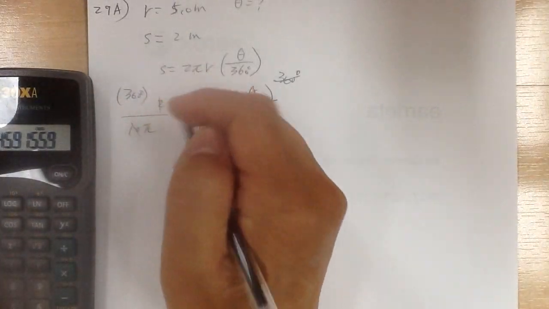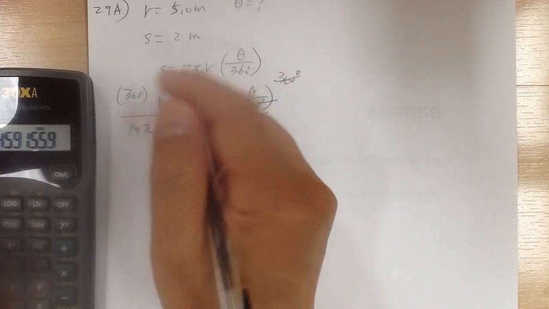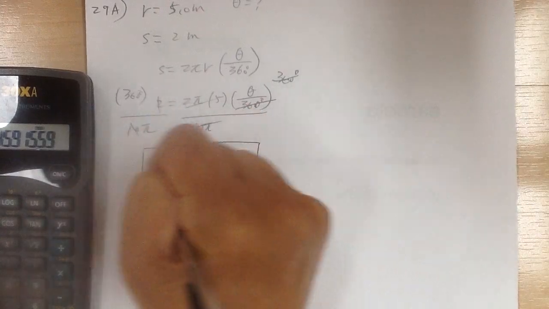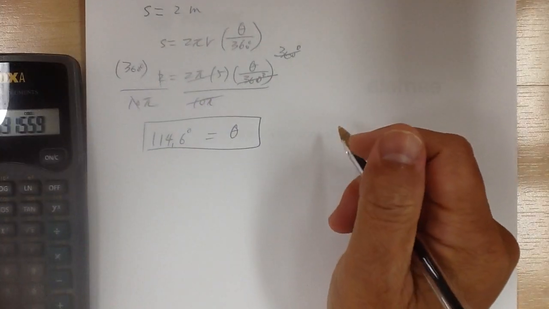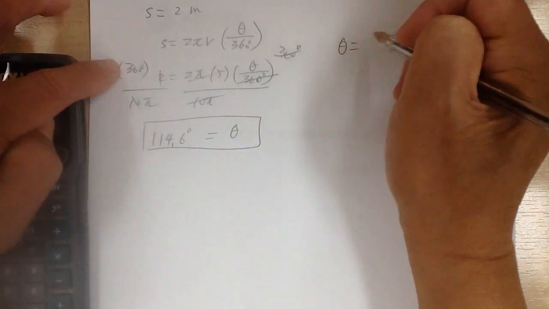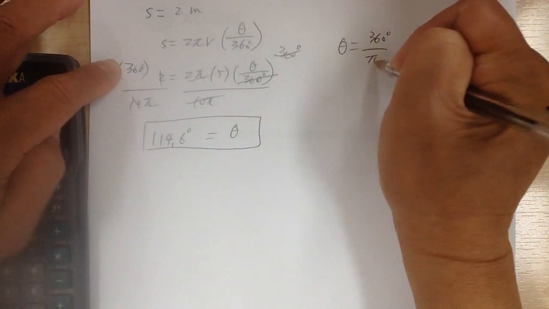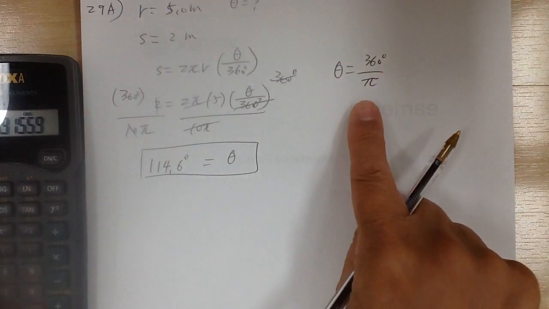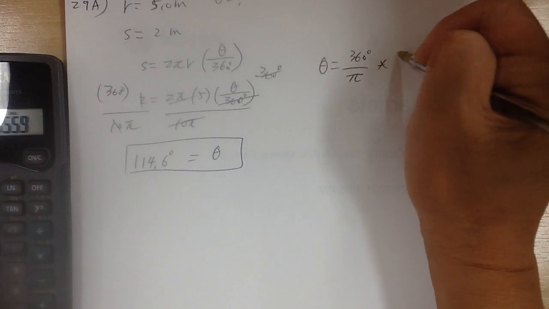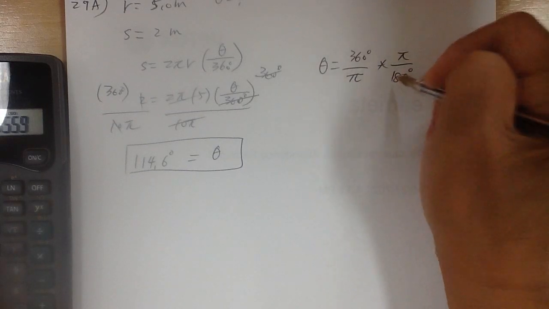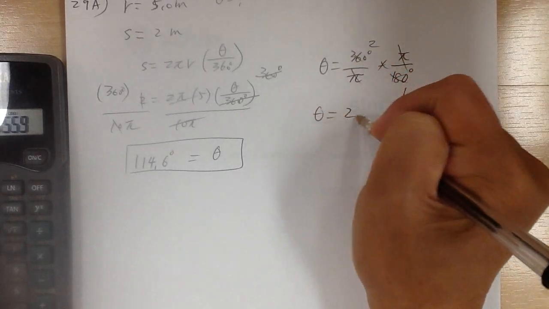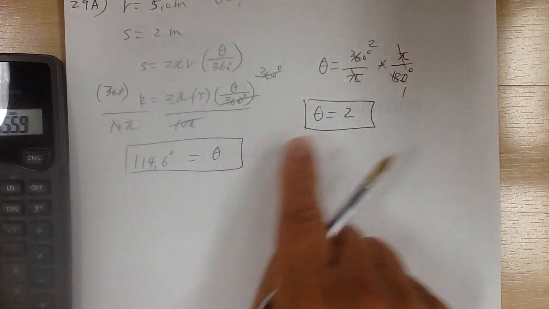So theta will equal 114.6 degrees. And to get a radian measure, we already know that theta equals 360 degrees over pi, right? So to convert this into radian, you have to multiply by pi over 180 degrees. So this cancels out, this cancels. So theta equals 2 radian.